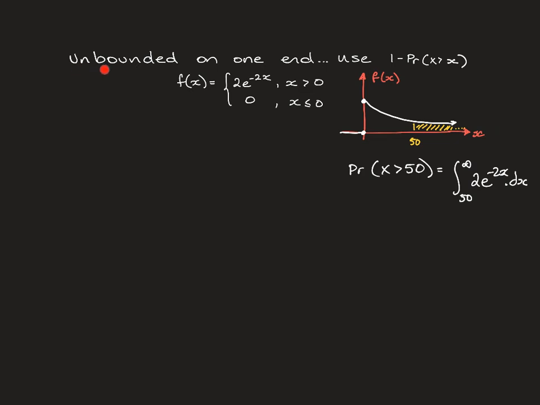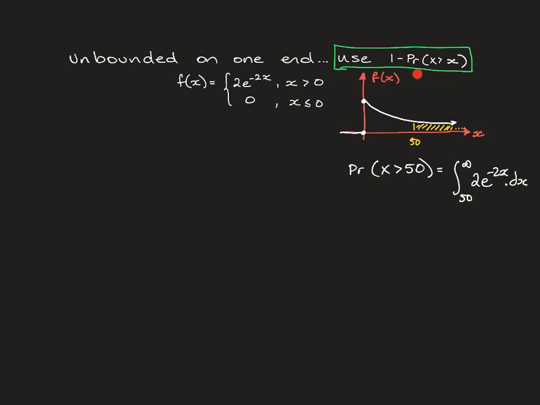If the function that you're trying to find is unbounded on one end only, there's another strategy that you can use, and that's using the idea of complementary events. So for the exponential function here, where we're looking at x greater than 0, and we're looking for the probability that x is greater than 50, then we would write that as an integral from 50 to infinity, and it would represent this yellow area here.